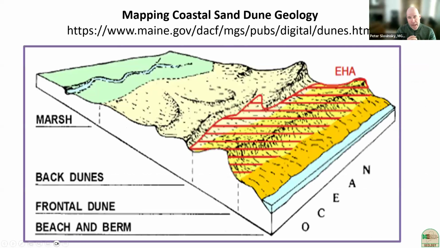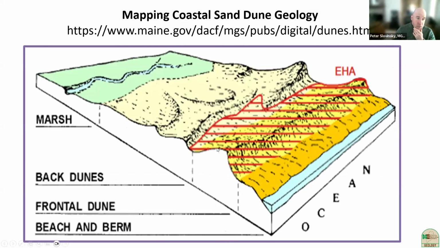This is a schematic of how we regulate sand dunes. And one thing that I'll add in here a little after I describe this is the erosion hazard area, or EHA. So your beach and berm is out in the front down to about mean low water. The frontal dune is that first part of the dune that is adjacent to the water. It's the most dynamic part. It's changing almost on a daily basis.